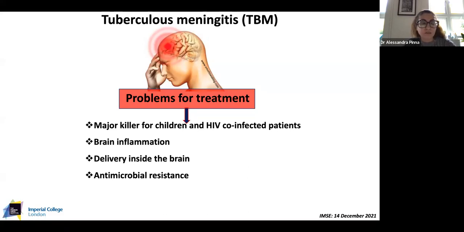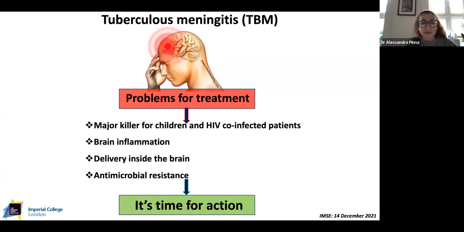First of all, as we said before, tuberculous meningitis is a major killer in children and HIV co-infected patients. Then we have to deal with the brain inflammation. And it's really difficult to deliver drugs, including antibiotics and anti-inflammatory drugs, inside the brain. And, really important, we are having a lot of antimicrobial resistance. So it's time for action. How can we try to deliver antibiotics and anti-inflammatory drugs in the brain?